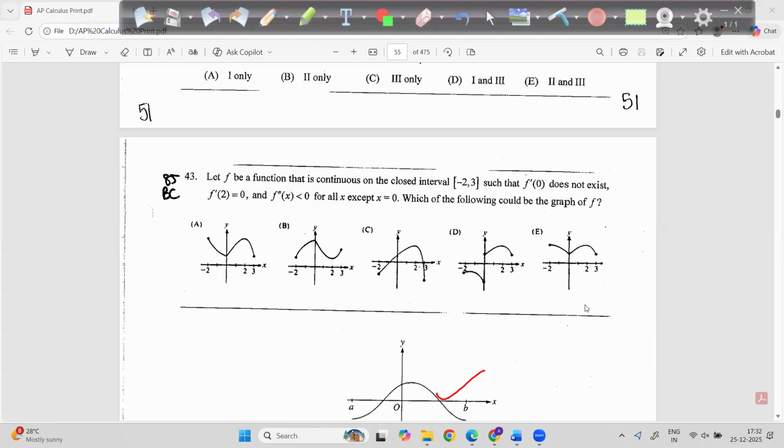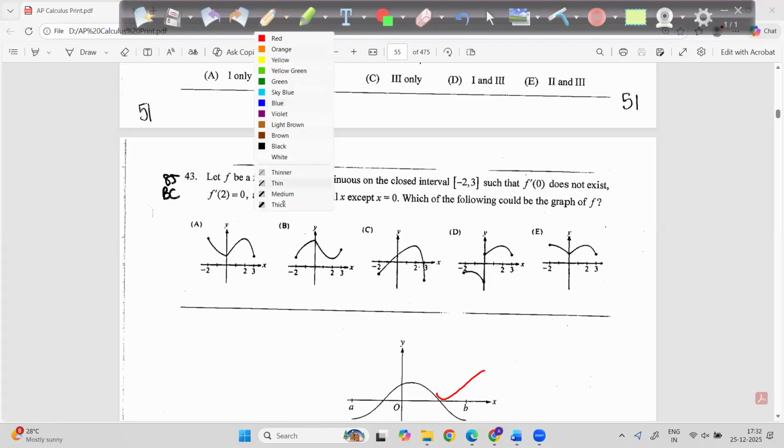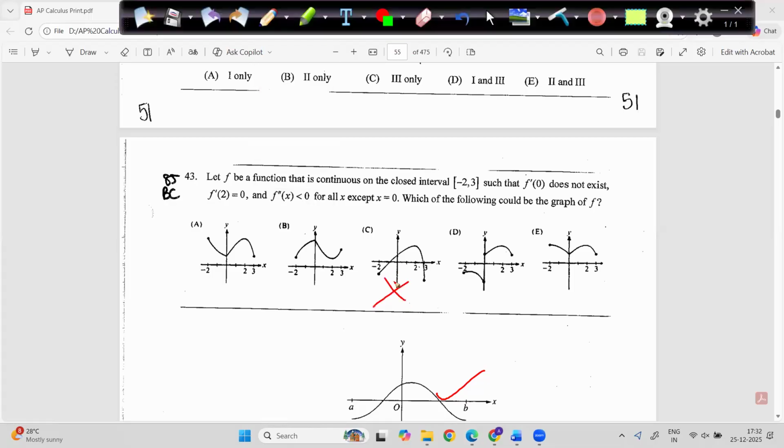D, sir. Whatever it is, we should not give a wrong answer. If you are my student, you should do everything correct, slowly, step by step. f dash 0 does not exist. Process of elimination is the best method. f dash 0 exists in C, but it does not exist in the others. A, B, D, E can be answers. C can never be the answer.